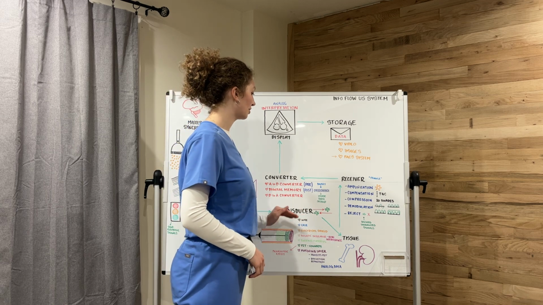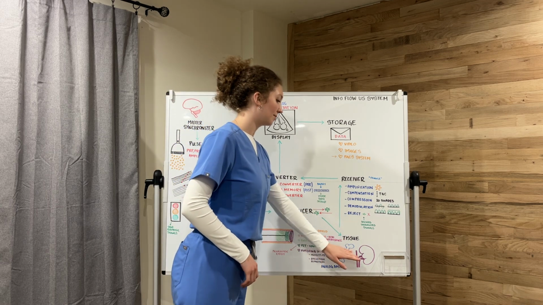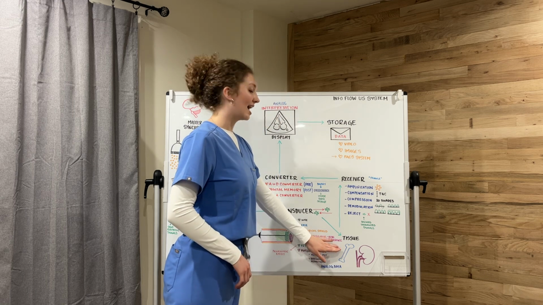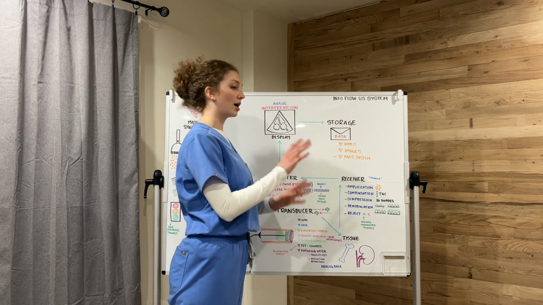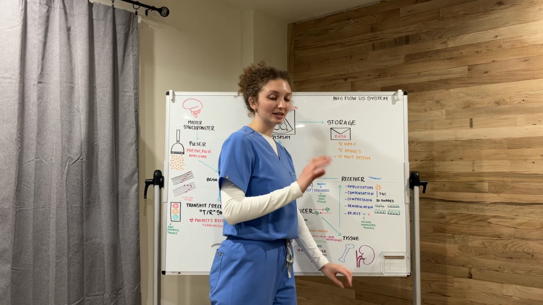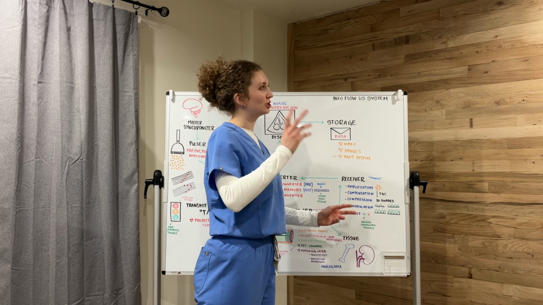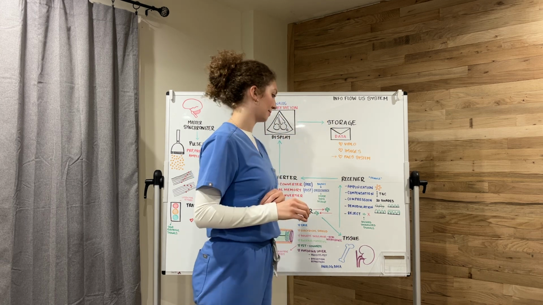From the transducer, we have tissue, and I have two representations of tissue, bone and a kidney. Bone is high density, and it would show up as hyperechoic or bright on the screen, and the kidney is low density. It would show up as hypoechoic or darker on the screen.